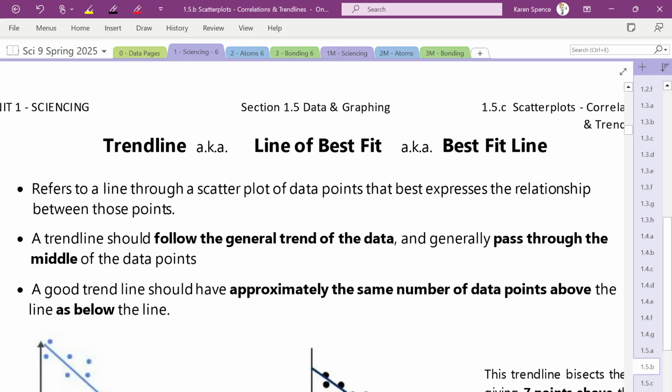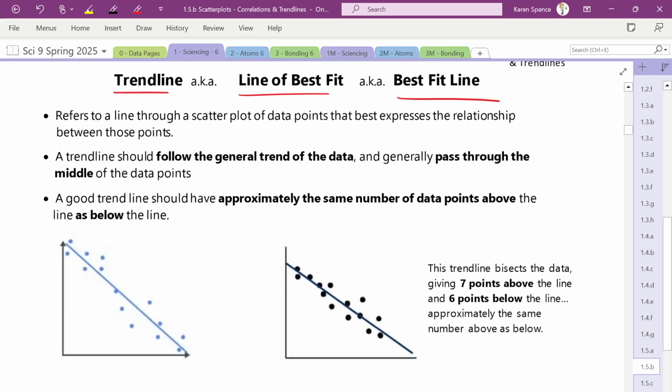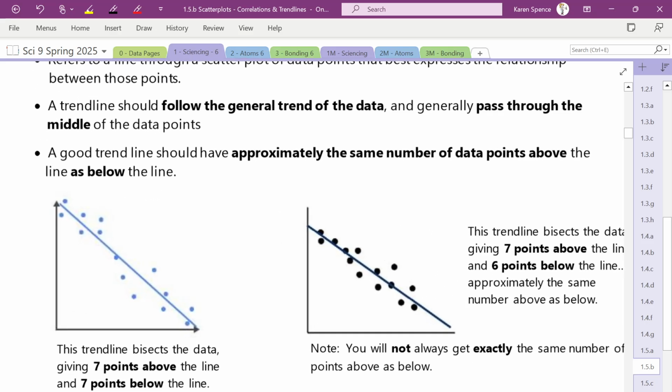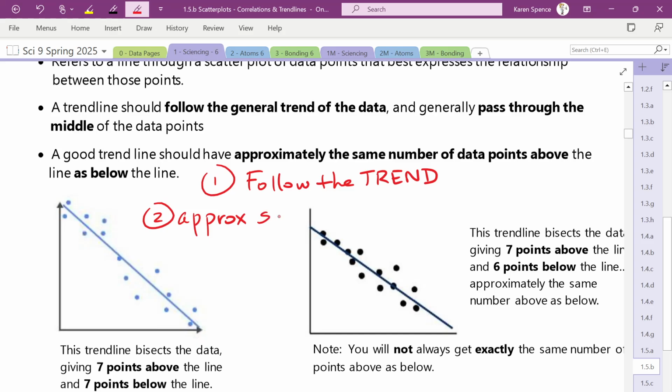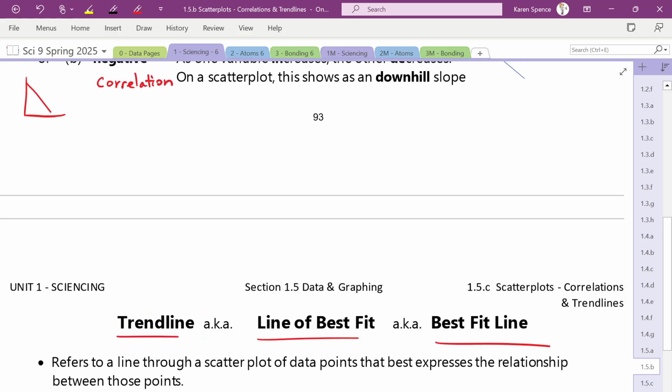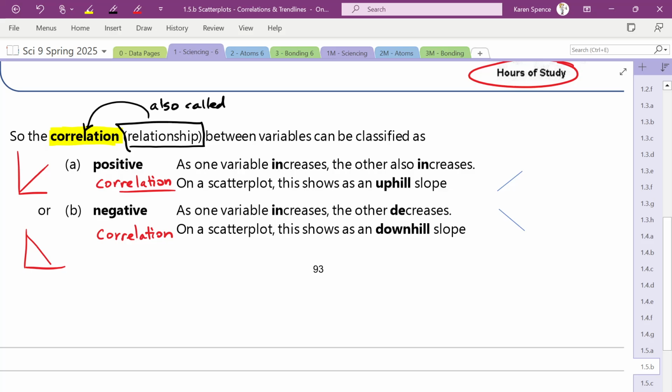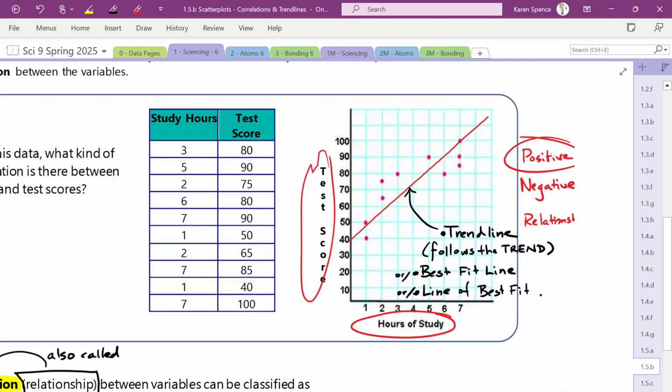So here we have some examples on our next page of our trend line, our line of best fit, our best fit line. It should follow the trend. It should have approximately the same number. You don't really need to write this down because it's actually right in here. Yes? Can you go back to the other page? Oh, yeah, I can go back to the other page for sure. Yeah. Here? Yeah.